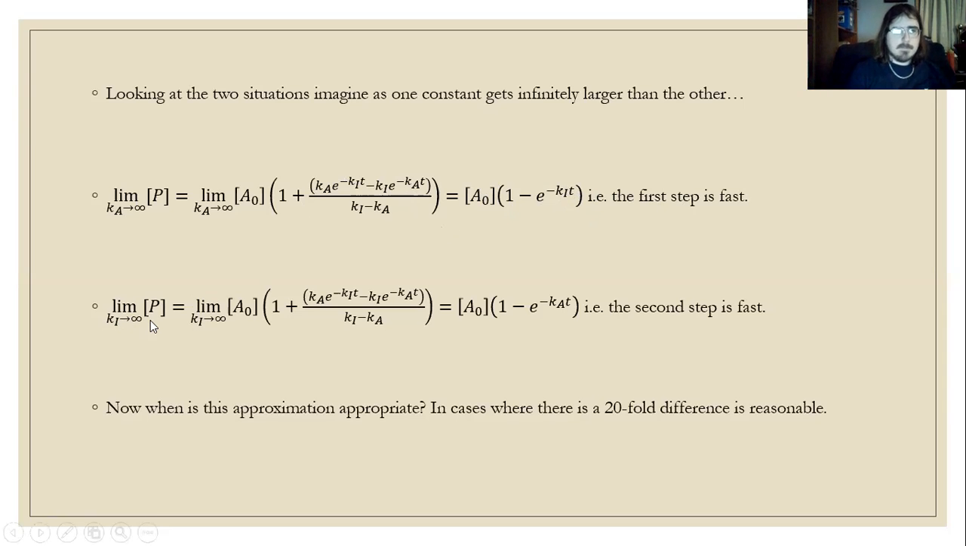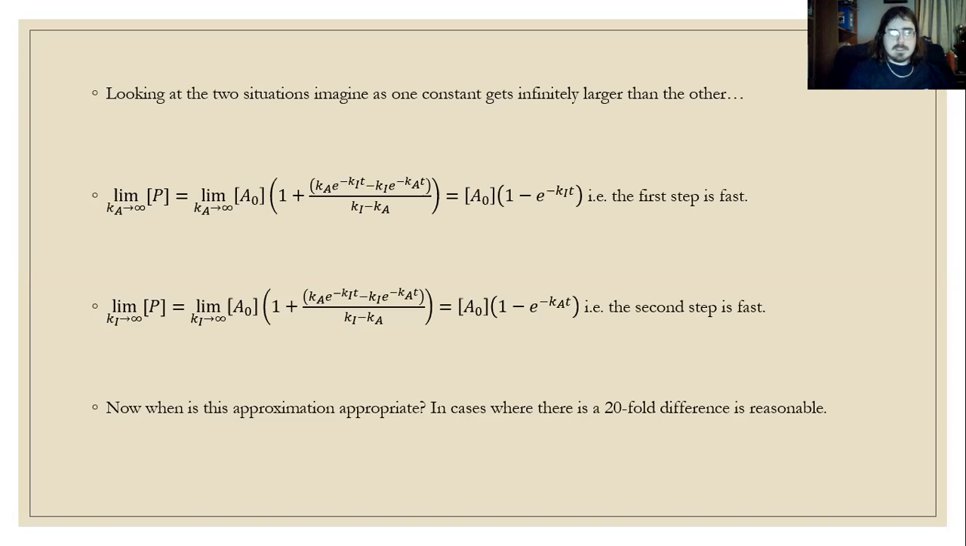Now let's do the same thing if the second step is fast. As Ki approaches infinity, so negative infinity, it's going to approach 0. We have negative infinity right there over positive infinity, so it's negative. You get the opposite, that the concentration of P relates to A sub 0 times (1 minus e to the negative Ka t). The second step is fast. Concentration of P only depends upon the time, the rate constant for the first step, and the initial concentration.